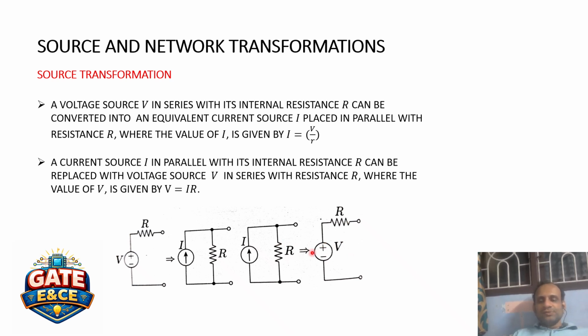The source transformation law says a current source I in parallel with its internal resistance R can be replaced with a voltage source V in series with R, where the value of V is given by V is equal to I into R.